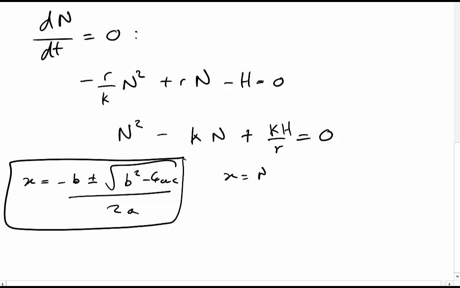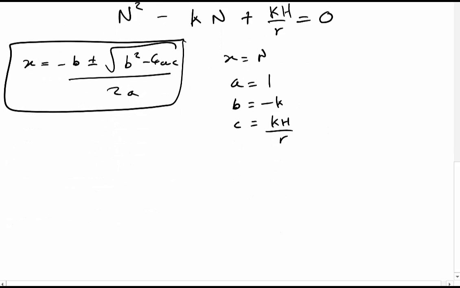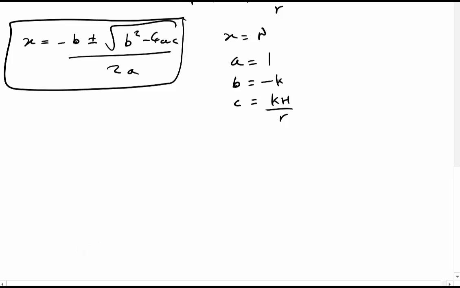Let's go a equals, b equals, and c equals. a is equal to 1, because that's the coefficient in front of the n squared. b is equal to minus k, and c is going to be equal to this whole term on the end there, so it's going to be equal to kh upon r. Cool, so now we can use that to find out what the quadratic formula is for that.